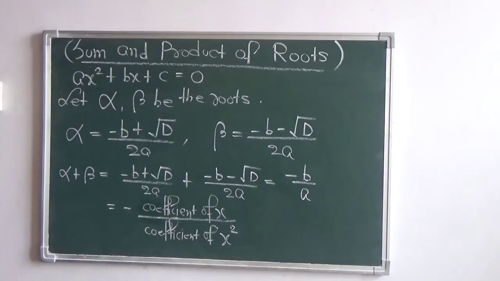So if alpha and beta are the roots of the given equation x square plus bx plus c equals to 0, then if you add the two roots, what we call as sum of the roots, that is equal to the negative of the coefficient of x divided by the coefficient of x square. Now let's find what is the value of the product of the roots.